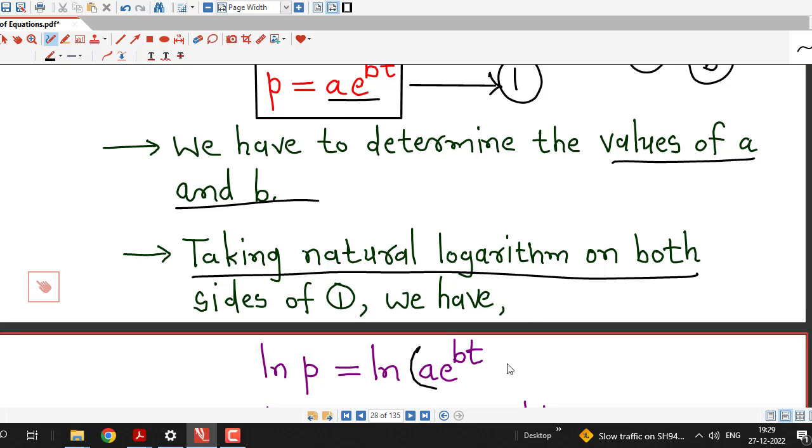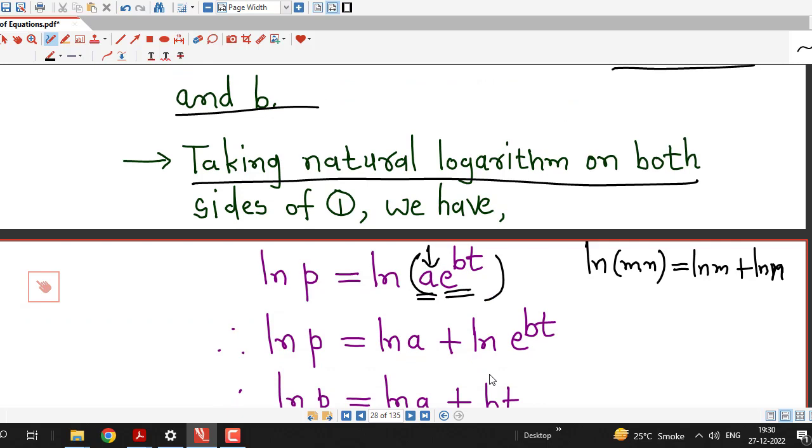Taking natural logarithm on both sides of 1, we have ln p equal to ln of a times e raised to bt. Now here I can apply product rule for logarithm. We know that logarithm of product equal to sum of logarithms, log m into n equal to log m plus log n. So here we consider m equal to a, n equal to e raised to bt, and we have log a plus log e raised to bt. Again we can use this property of logarithm, ln m raised to n equal to n times ln m.